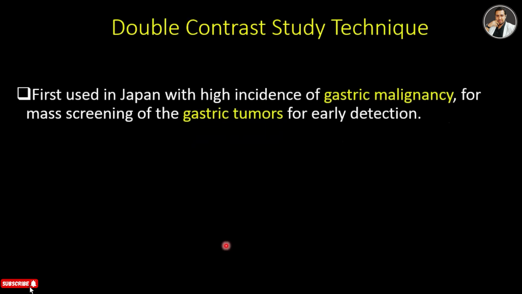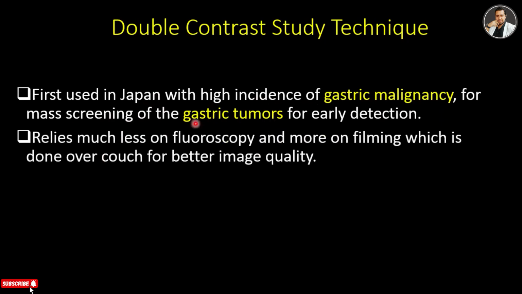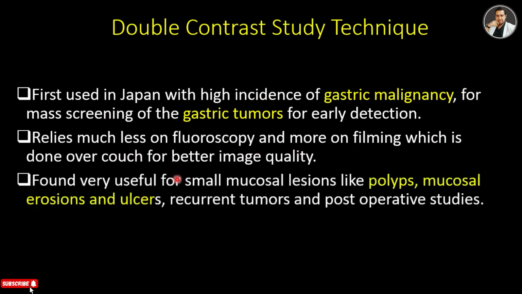So let's start the double contrast study technique. This technique was first introduced in Japan for the high incidence of gastric malignancy, and the mass screening started for gastric tumors and for early detection. This technique relies less on fluoroscopy, but more on filming, which is done over coat for better image quality. And the double contrast technique is very useful for mucosal lesions like polyps, mucosal erosions, ulcers, recurrent tumors and post-operative studies.